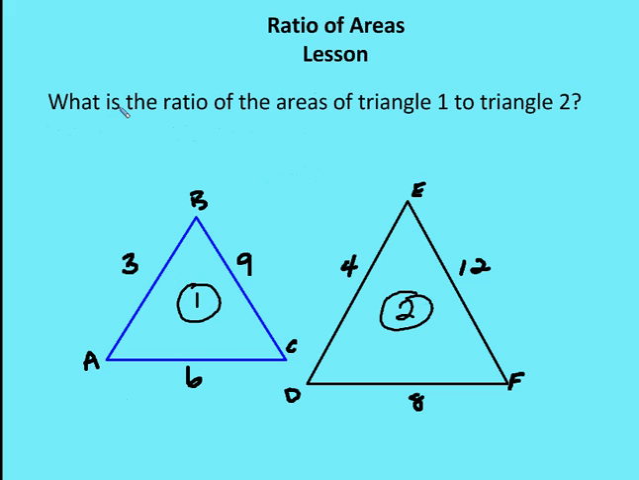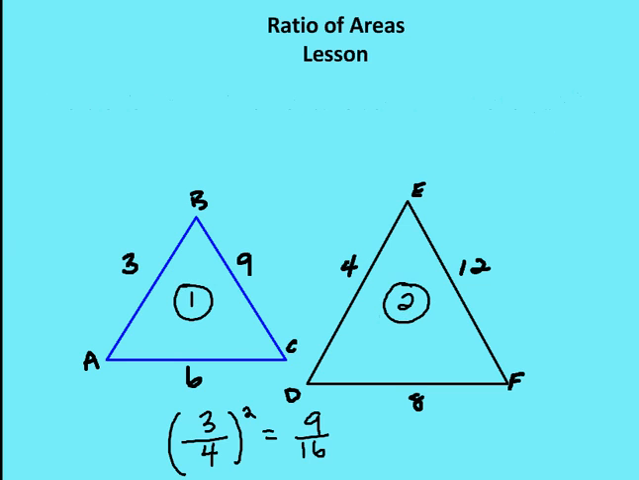So I'm going to ask you, and you can pause this for a second, what is the ratio of the areas if the parts are in a ratio of 3 to 4? What is the ratio of the areas of triangle 1 to triangle 2? All right, and the answer is going to be the square of the relationship of the sides. So here we have a relationship of 3 to 4, so the relationship of the areas is going to be 9 to 16.